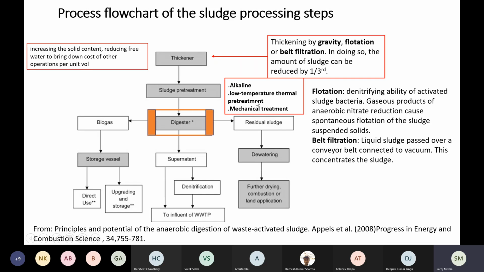Low temperature thermal pre-treatment may be required, or mechanical treatment may be required in order to make the sludge uniform, so that the microbes will find it very easy to grow. All of these are called the pre-treatment processes of the thickened sludge. Then it moves into a digester, which is the anaerobic digester, and I will show you the different steps which are going to occur in the digester.